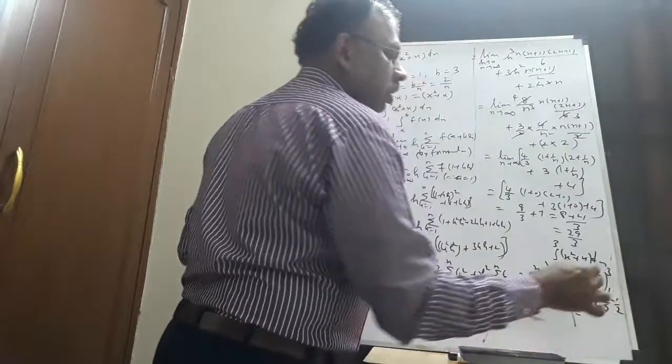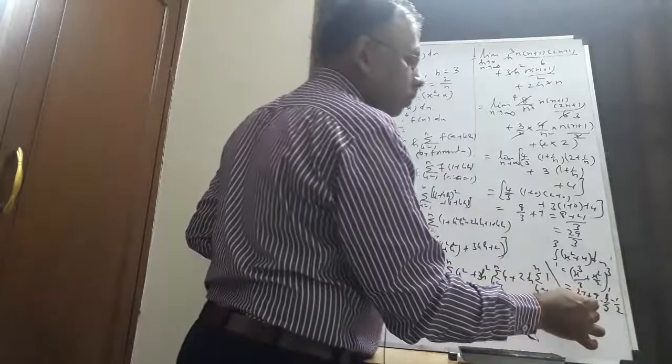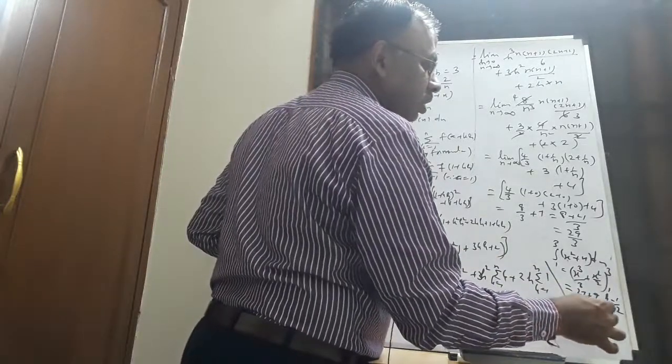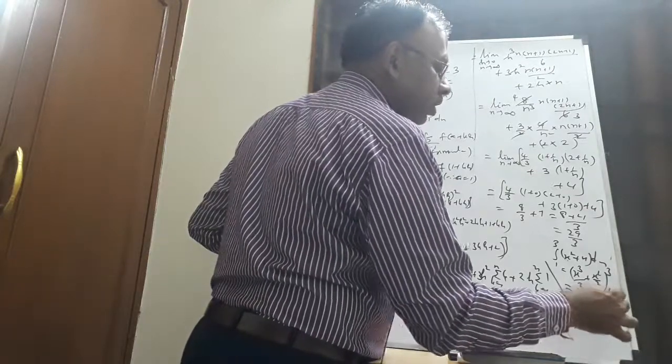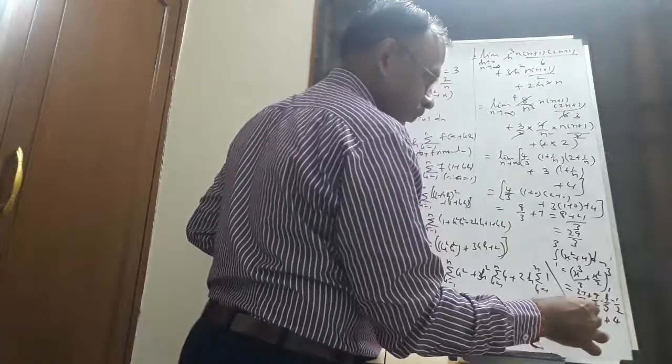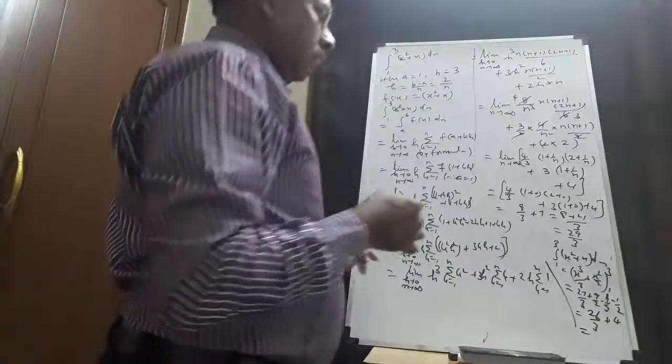Now 27 minus 1 happens to be 26 by 3. Then this is plus, 9 minus 1 is 8, 8 by 2 is 4. Something is wrong. I have to check the answer anyway. X cube by 3 plus x square by 2. This is 27 by 3 plus 9 by 2 minus 1 by 3 minus 1 by 2.